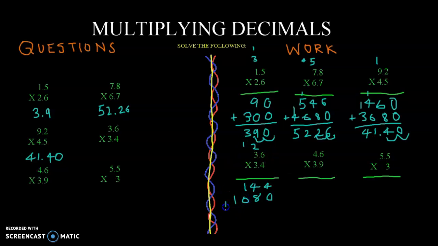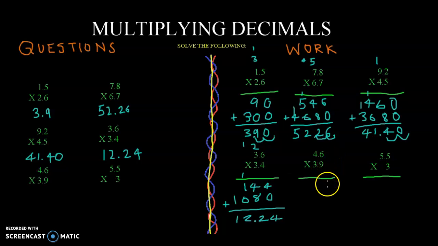What is our answer? 1, 2, 2, 4. Good job. 1, 2, 2... 12.24. Sorry. There we go. So let's write it down. 12.24. Okay, let's move on.